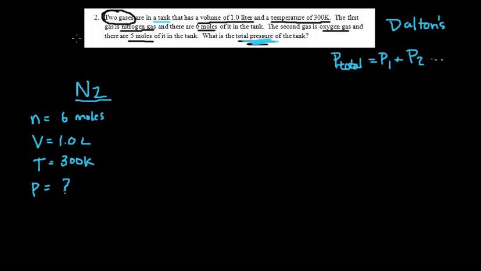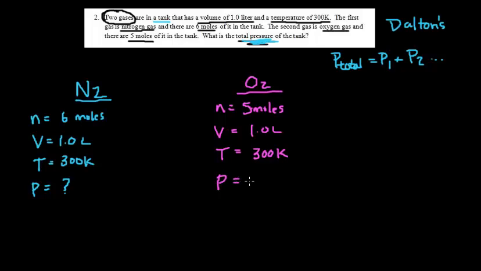Alright, let's go over to oxygen, which is O2. I know that I have moles, 5 moles, n equals 5 moles. What else do you have for oxygen? So you should see that, like we said before, these are in the same tank, so volume is 1 liter, temperature is 300 Kelvin, and again I want to find the pressure, because I know to get total pressure I could add P1 plus P2, or the pressure of nitrogen plus the pressure of oxygen. So that's a question mark.